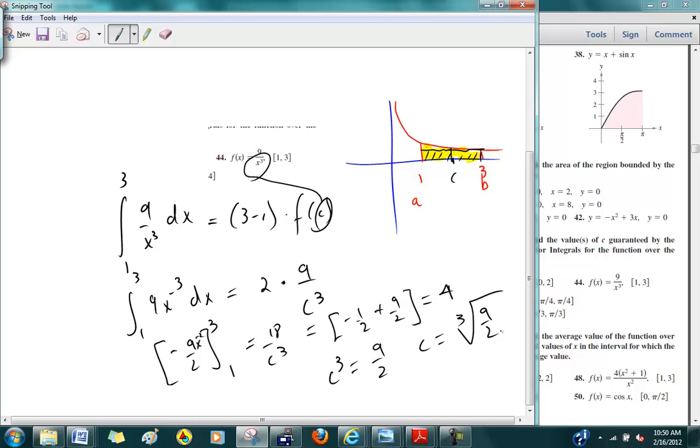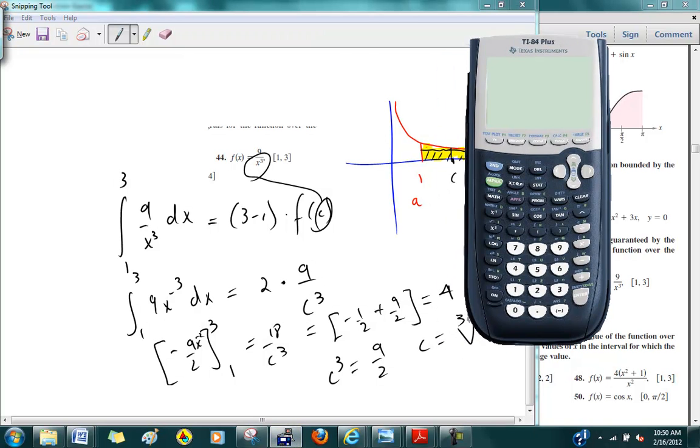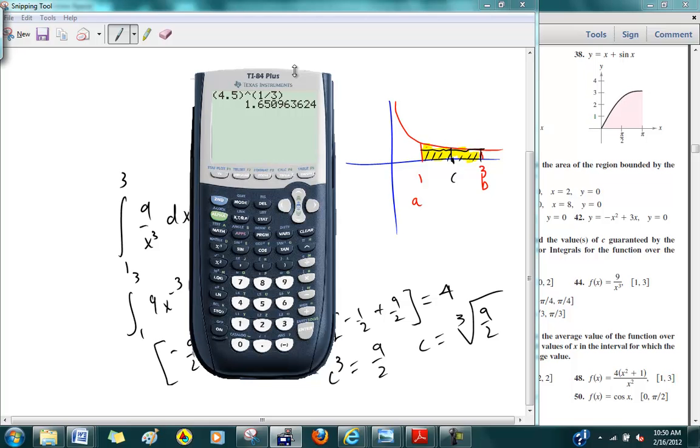Well, is the cube root of 9 over 2 between 1 and 3? Let's go find out. So you've got 9 over 2 is 4.5, and you want the cube root of that, so that's 1 divided by 3. Sure enough, it's between 1 and 3.